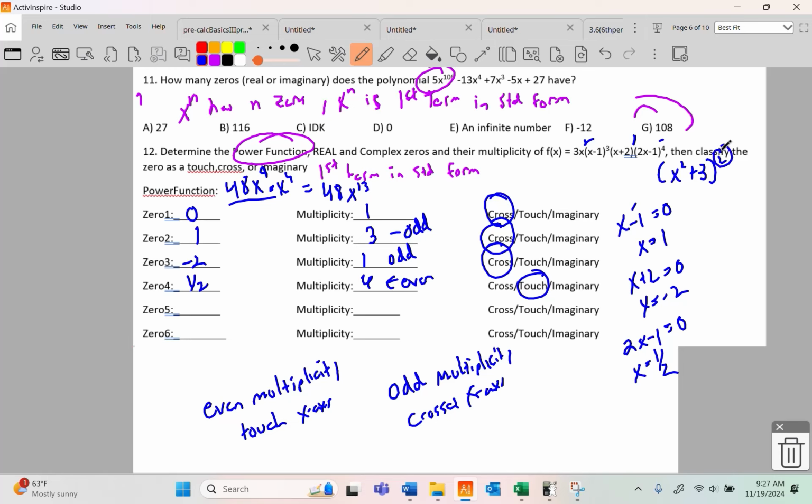This 2 is the multiplicity for both of these things. Of course, they're both going to be imaginary. But that exponent right there is the multiplicity of the factor. This particular factor creates 2 distinct zeros. So x squared plus 3 is 0. And move over. X squared is negative 3. X is plus or minus the root of negative 3. So x is plus or minus i root 3.